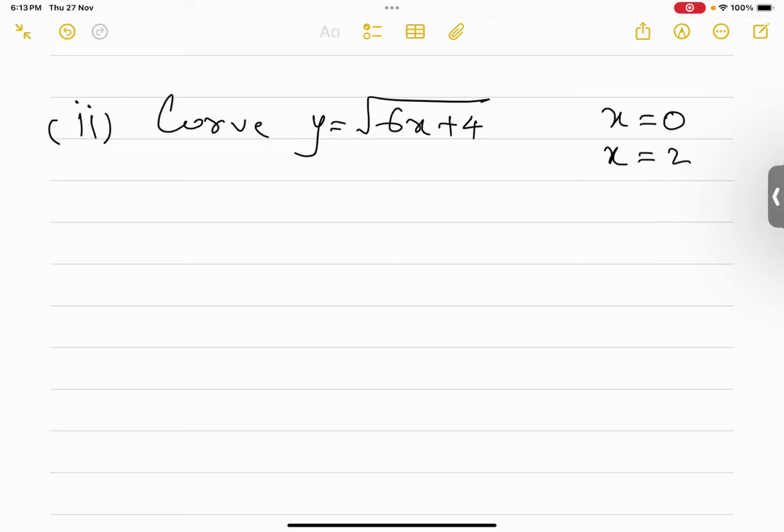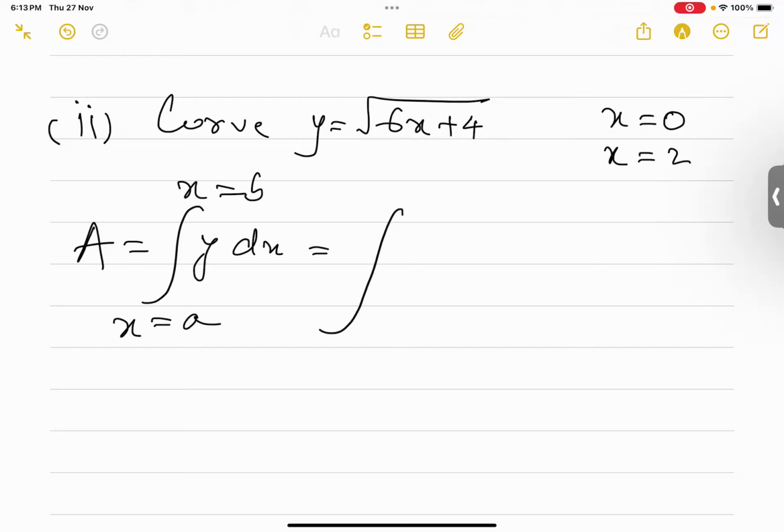Again, the same formula, the first formula which I gave you: the integral from x is equal to a to x is equal to b of y dx. Y is nothing but root of 6x plus 4 dx, from x is equal to 0 to x is equal to 2. Can someone suggest how to solve this integration?